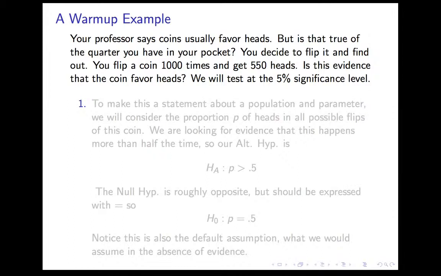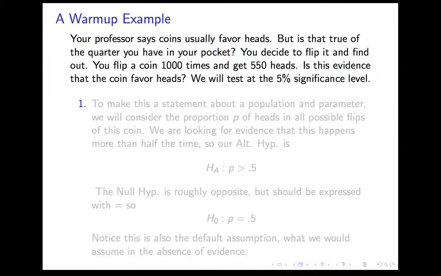Again, that's more than half. So perhaps it suggests that the coin favors heads, but you certainly weren't expecting to get exactly 500. You were going to get a little bit more or a little bit less, no matter what. So is this enough more that it suggests that it favors heads, or is this just completely explainable by a fair coin and random chance? That's the question we're asking.